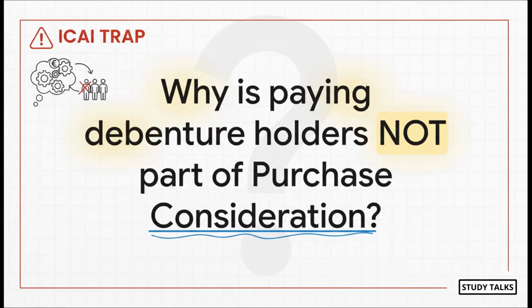But hold on, before we start, let me throw this at you. Picture it. You're in the exam hall. You see that a purchasing company is paying off the debenture holders of the company it's buying. So you dutifully add that payment into your purchase consideration calculation, and you've just walked right into one of ICAI's classic traps. We're going to come back to exactly why in just a few minutes, so keep that question simmering in the back of your mind.